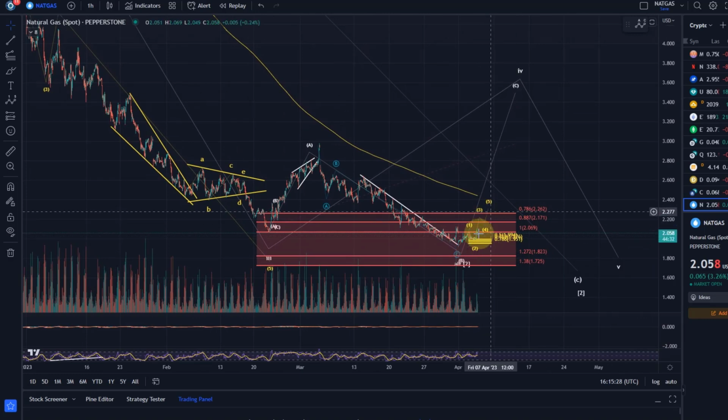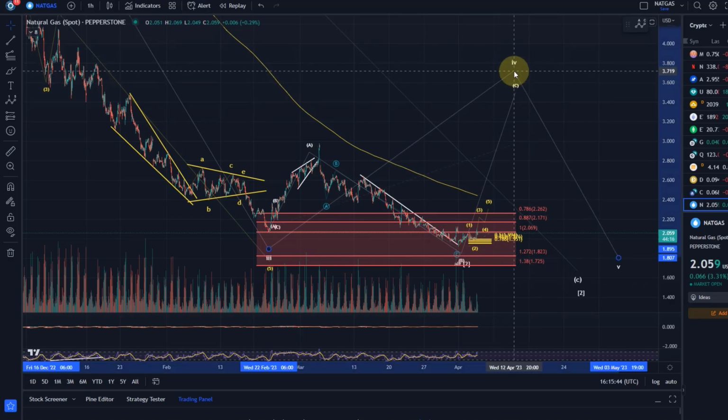But let's see. What we're eventually looking for in this C wave is a 5-wave move. So this 5-wave move I've sketched out here could really just be the first wave of that 5-wave move. That's a potential we're tracking at the moment. And my primary expectation is that we are still going to move up in a 4th wave before we finally come down in a 5th.